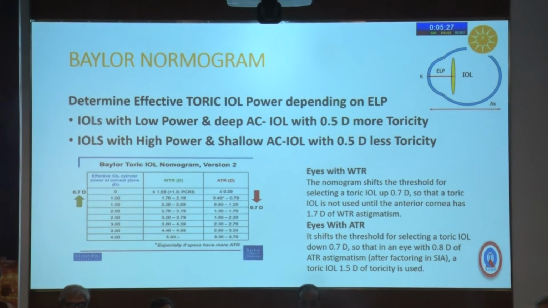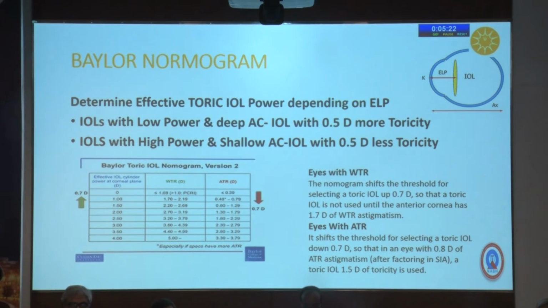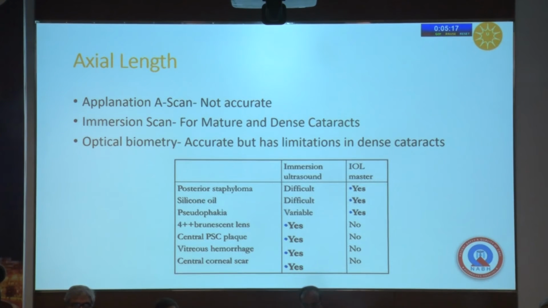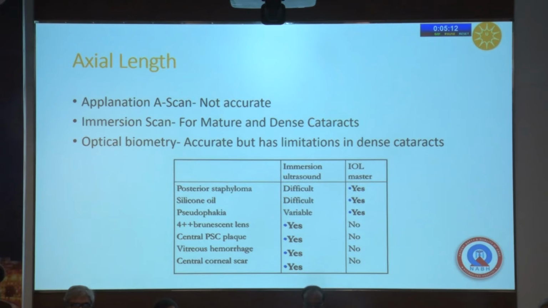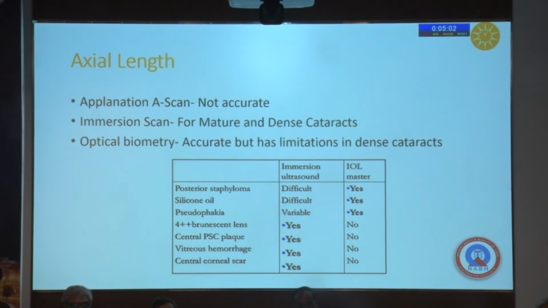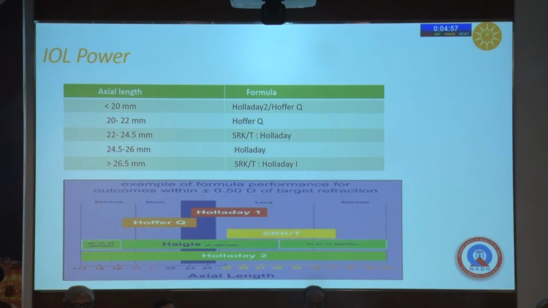For an IOL with low power and deep AC, use 0.5 diopter or more toricity. For an IOL with high power or shallow AC, use 0.5 or less toricity. Axial length applanation A-scan is not accurate. There are two techniques: immersion and optical biometry. Optical biometry is accurate but has limitations in dense cataract, while in mature or hypermature cataract the immersion technique is accurate. According to short and long eyes, the appropriate formulas should be applied.